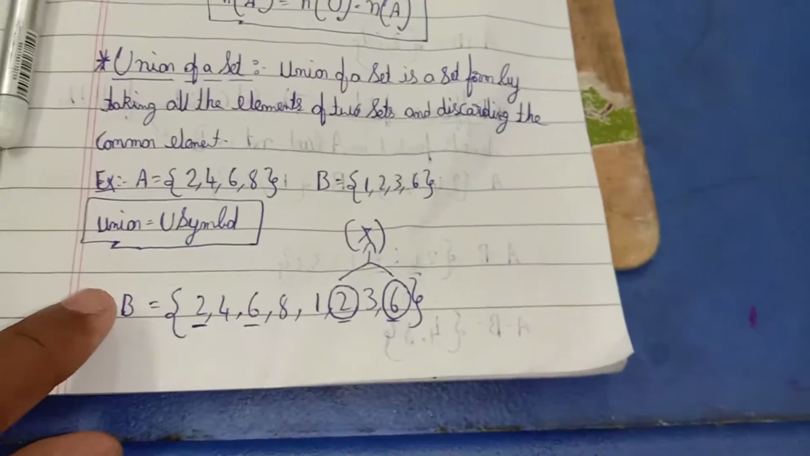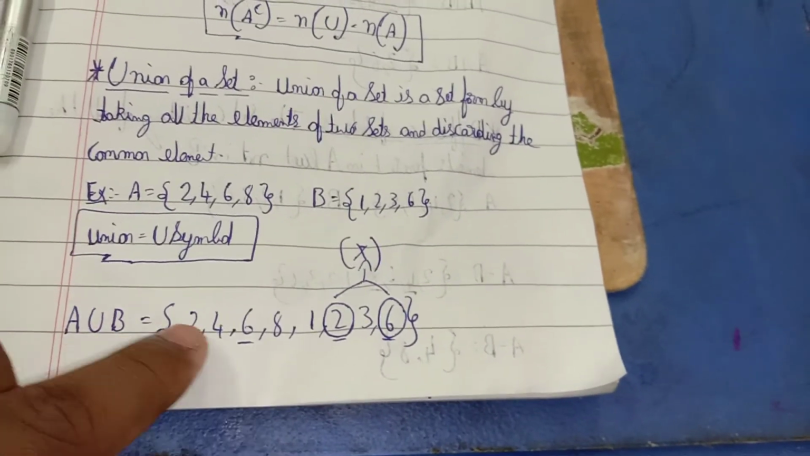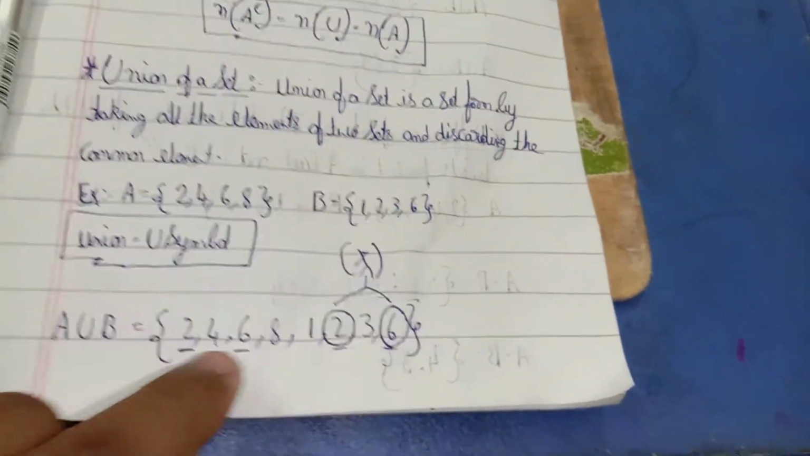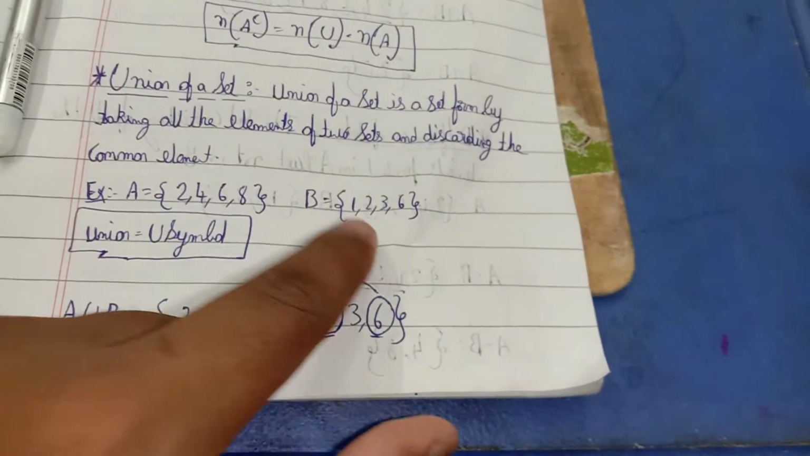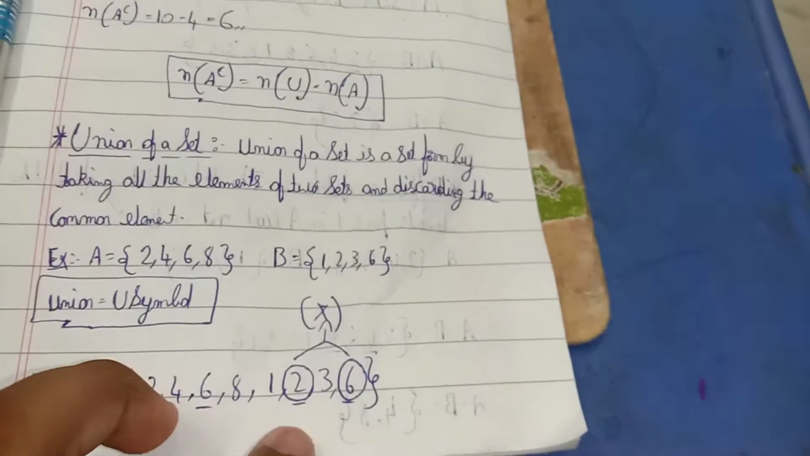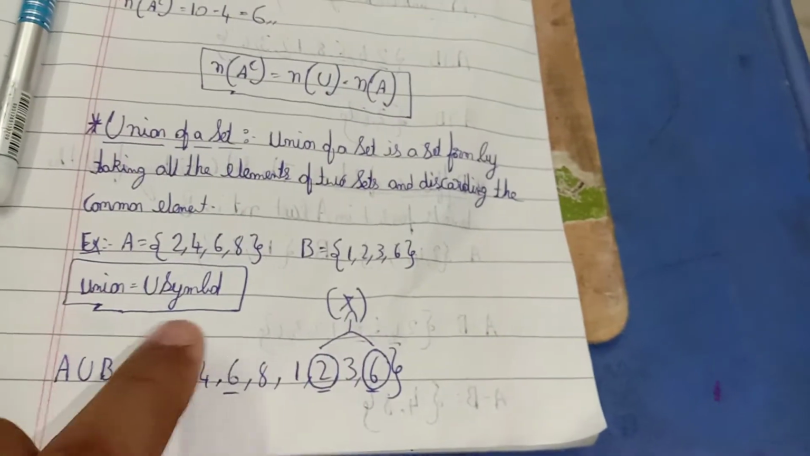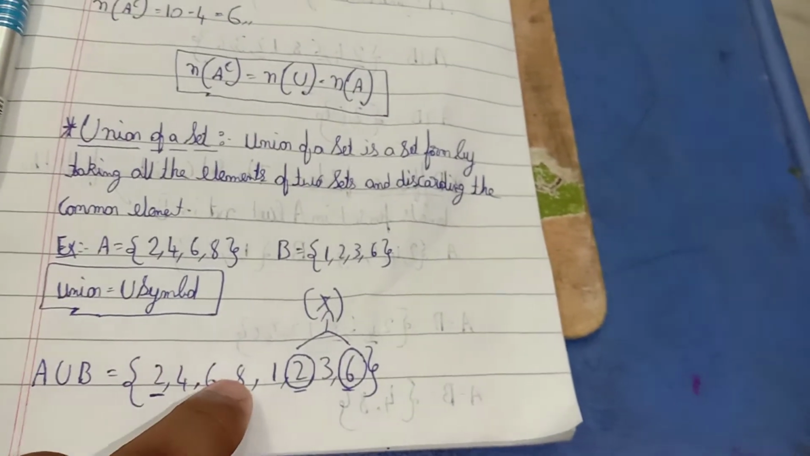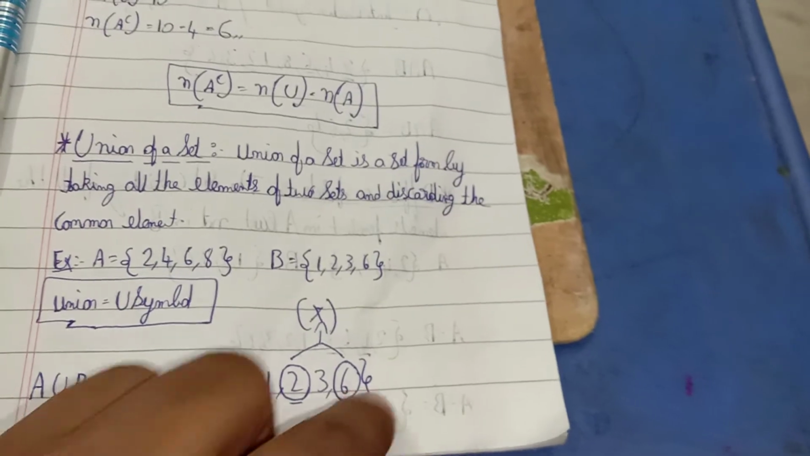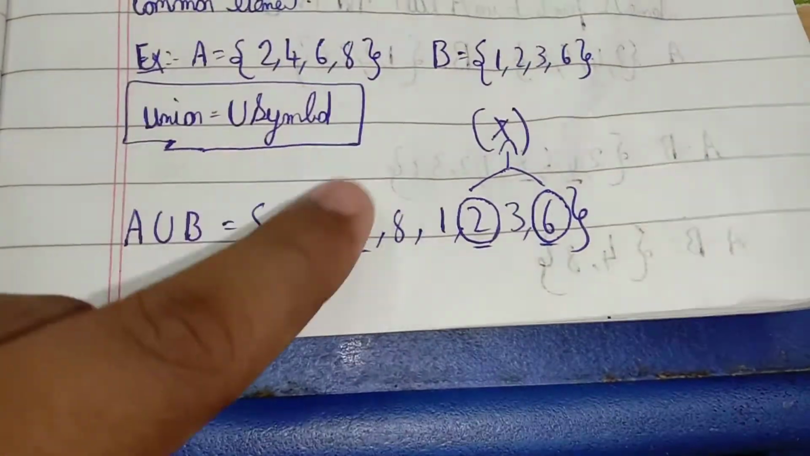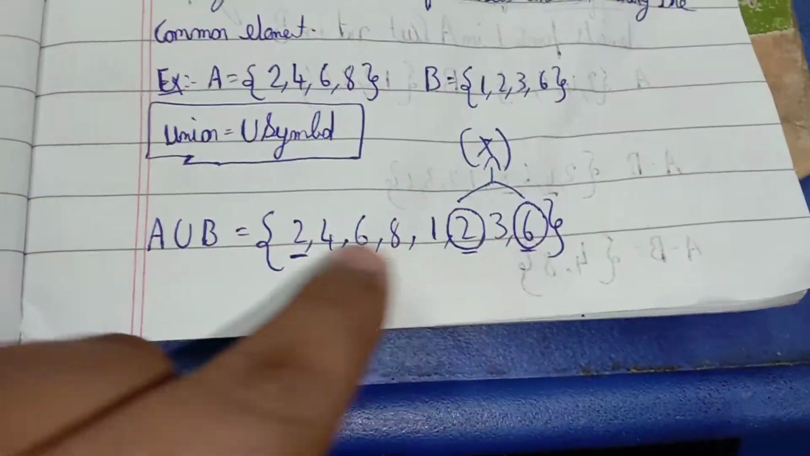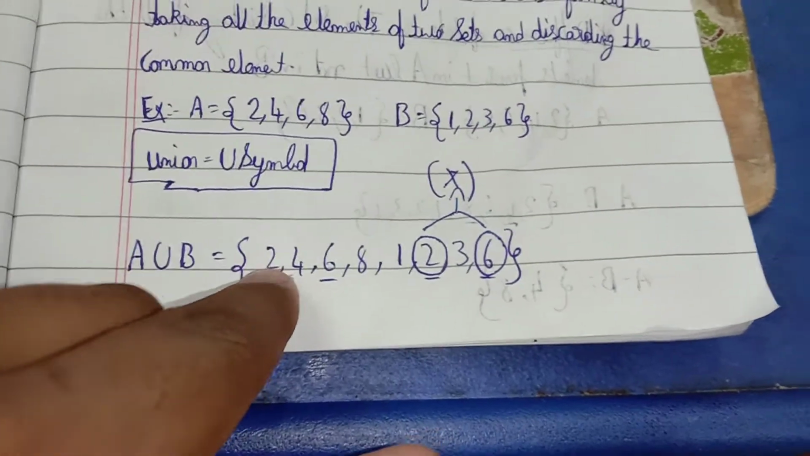A union B means, first you should write all the elements given: 2, 4, 6, 8, 1, 2, 3, 6. You should discard the common elements here. Here 2 and 6 are common elements. 2 came 2 times, 6 came 2 times, so you should write only one time.